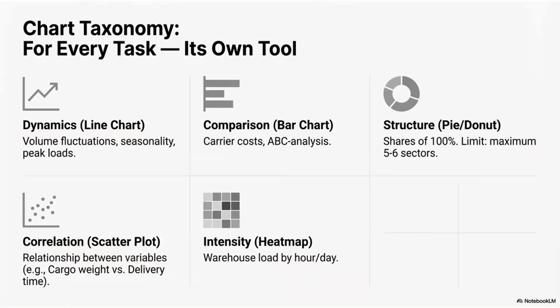And finally, a heat map is an excellent tool for displaying the intensity of certain processes. Imagine a warehouse workload matrix, where the intensity of operations by hours or days of the week is highlighted by color saturation. Such a format allows a manager to instantly understand the hottest periods and timely bring additional line staff to the loading docks.